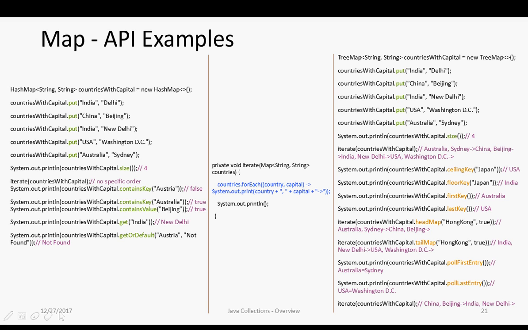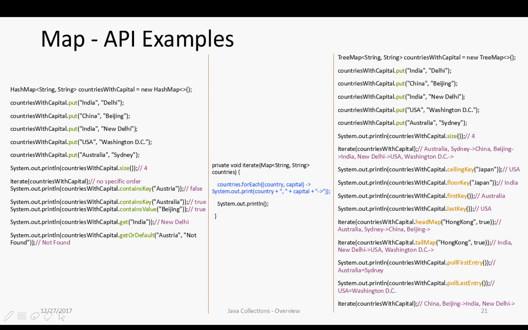If I want to avoid that null, in Java 8 you have getOrDefault. Either you get me the value or return me a default value. So Austria, since Austria is not present in the map, I will get a default value saying not found, which is again a string which is of the same type as a value.